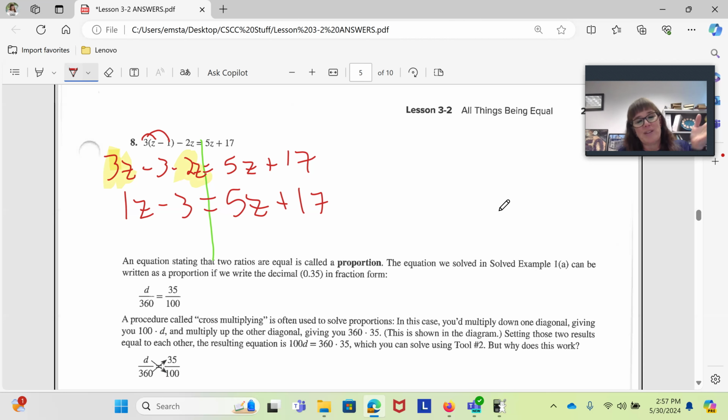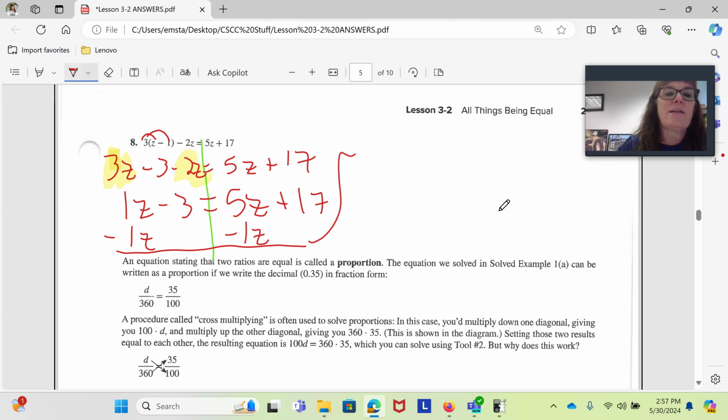You can either move the 1z to the right side or the 5z to the left. My preference is to move the 1z because it's smaller. I like to always move the smaller number. Subtract 1z from both sides. As you get comfortable, you might do more than one move in a step, but I'm not going to yet. The left side, I have -3 is still there. Finally, I've changed the right side a little bit. 5z minus 1z is 4z plus 17.